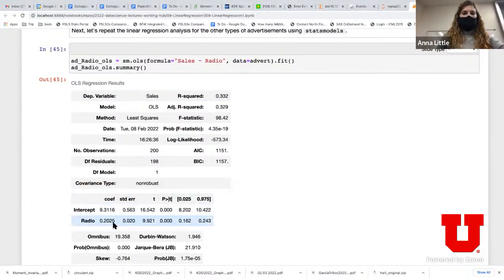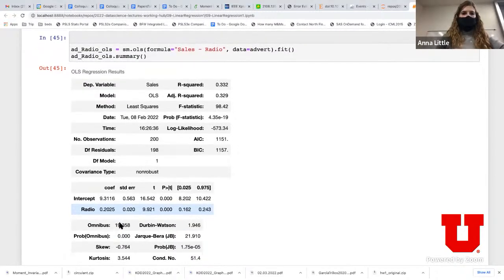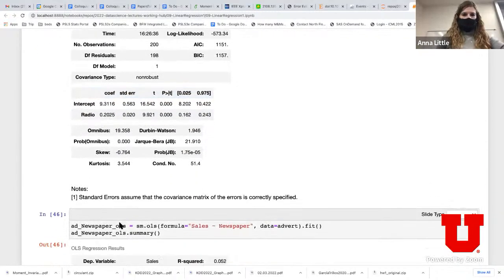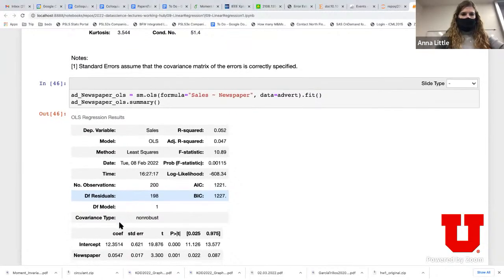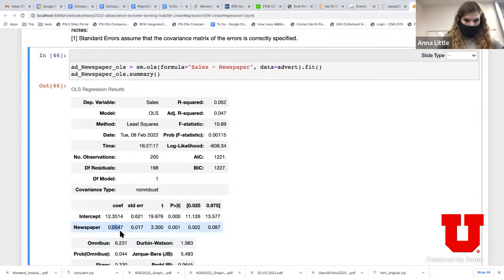See for radio here, 202. So yeah, it's similar. They're similar to what they were for those individual ones, but they are different. And for newspaper, this one actually changed a lot, right?